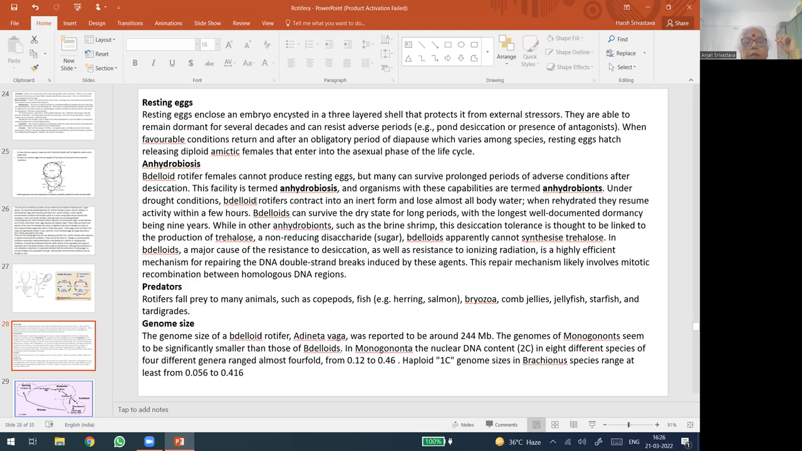Diploid mein jahan par sugar trehalose nahi paya jata, wahan par DNA repairing mechanism se diploids apne aap ko desiccation se bachate hain aur lambe samay tak survive karte hain.